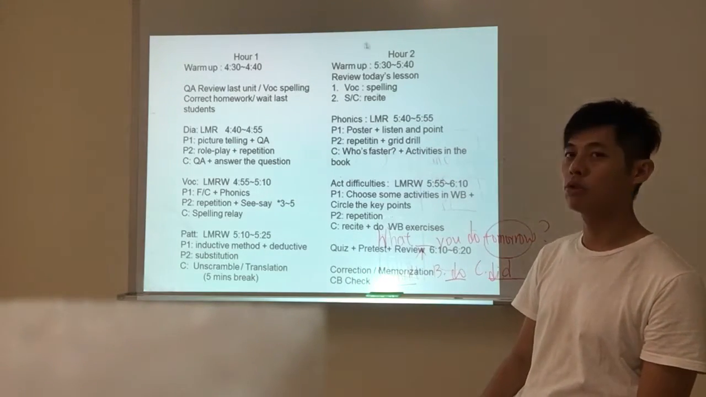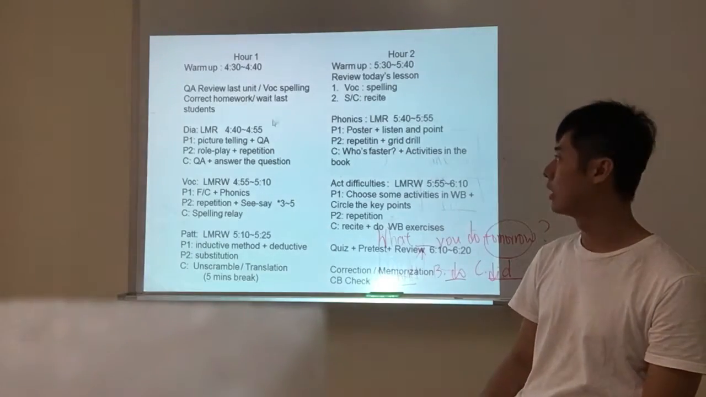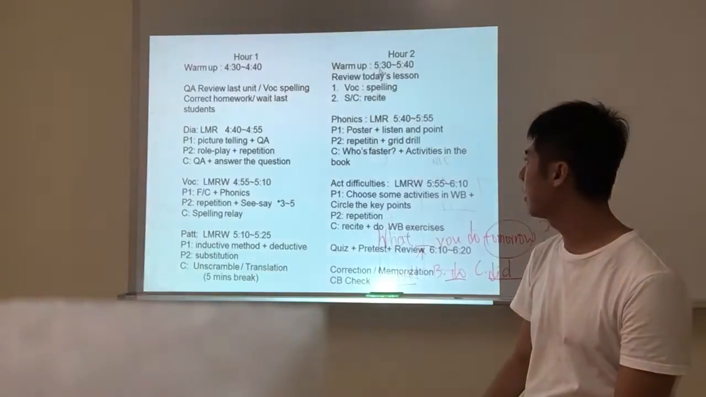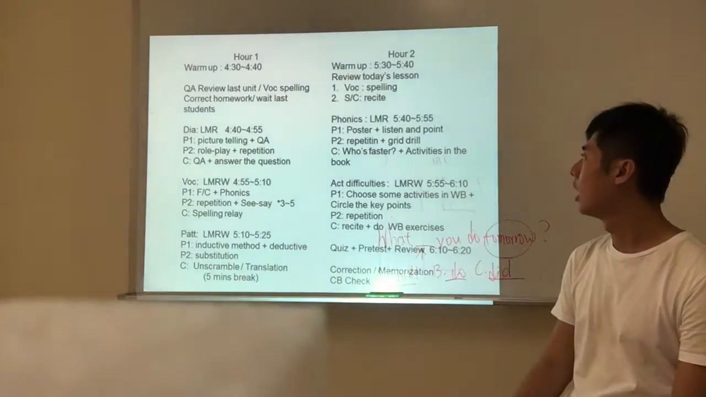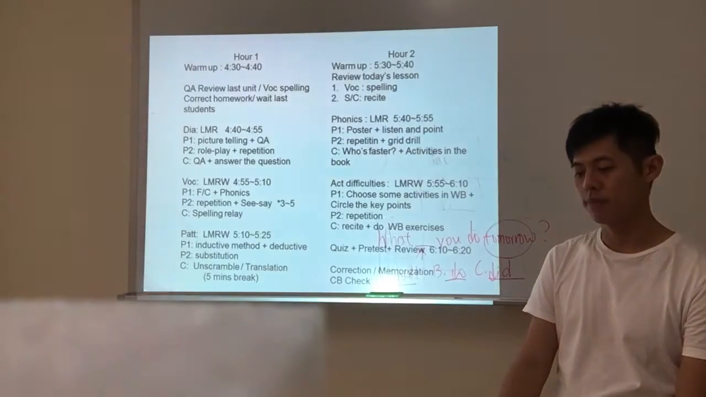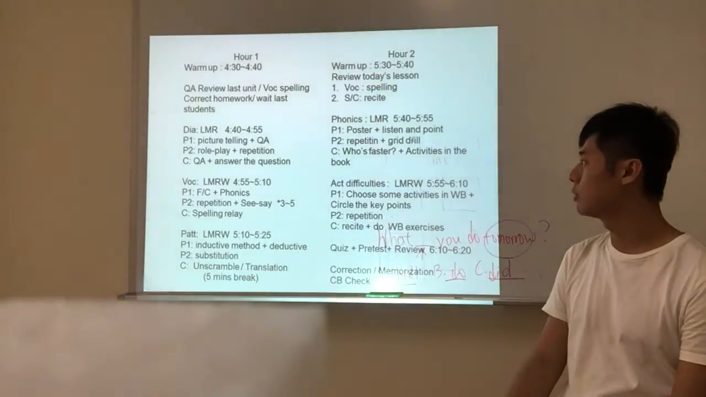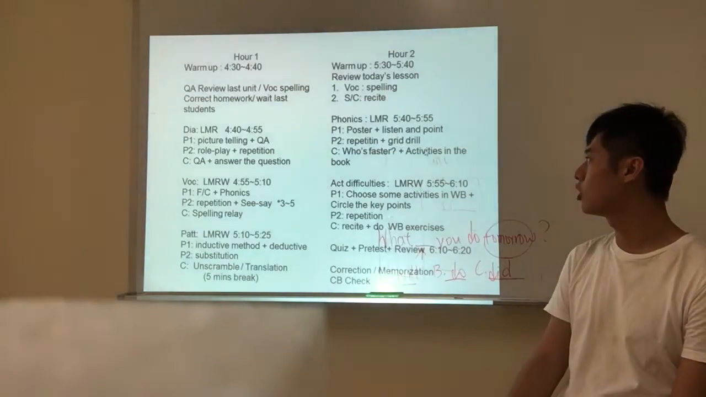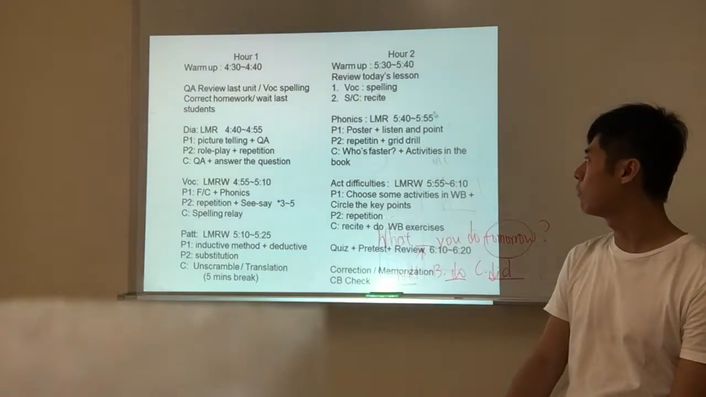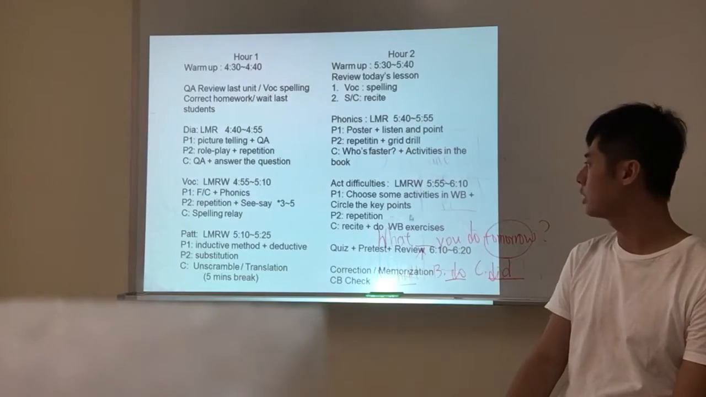In hour 2, we do some warm-up to review the class. For the first unit, first hour, we recall the memory, like vocabulary spelling and reciting sentence patterns. And then the phonics, we go on. Use the poster, listening and pointing with repetition to drill, and who's faster activities in the book. We use 15 minutes to finish this part.